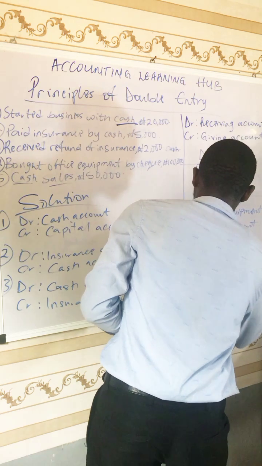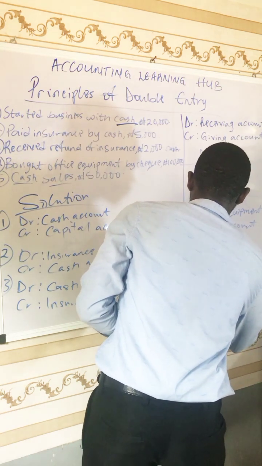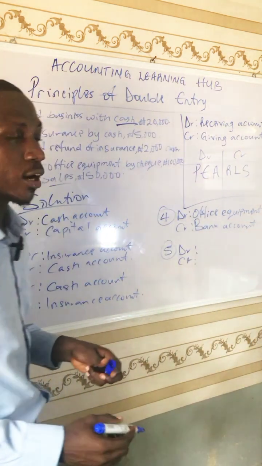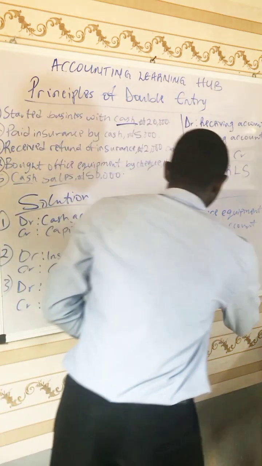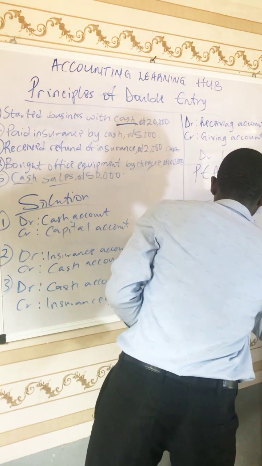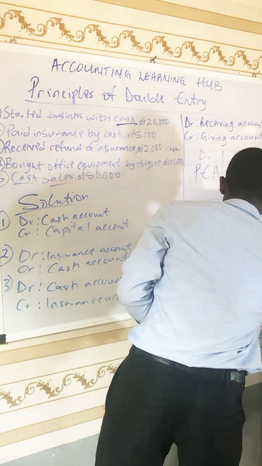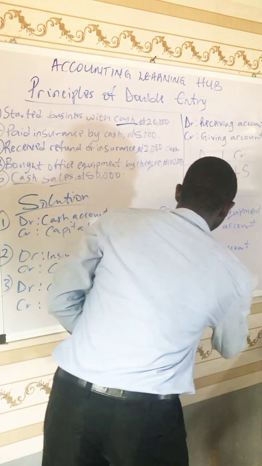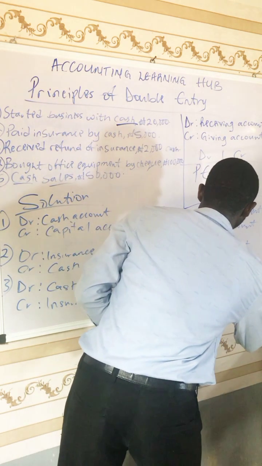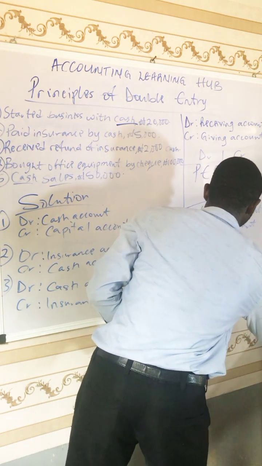So debit, credit. So what account are we debiting? We are debiting cash account. And we are crediting sales account.